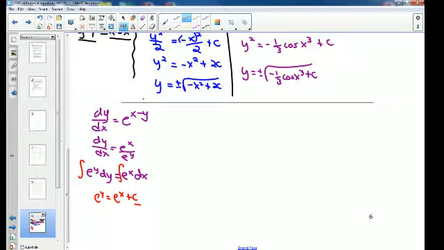Yeah. Remember, you have to use natural log to undo your exponential.